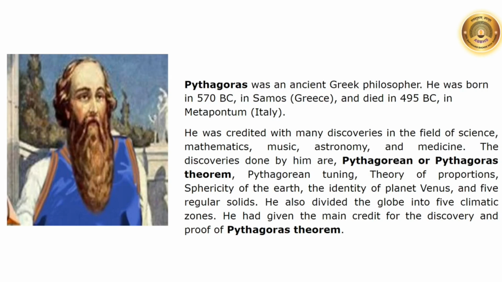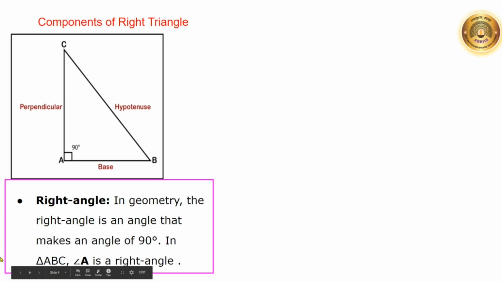People of many countries had long known of a certain principle related to right-angle triangle. As Pythagoras was the first to prove the theorem, it is named after him. Let's have a look into the components of a right triangle.